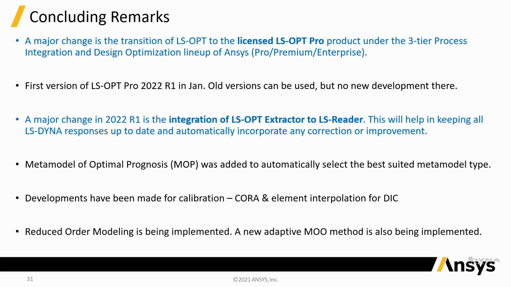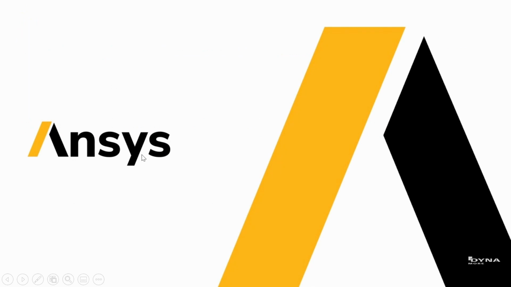Okay, thank you. It was a very interesting talk and a lot of comprehensive information, I would say. So no one posted any question in the chat, but I have a quick one. Can you just explain the tier model of Ansys a little bit? What's Pro, Premium, and Enterprise? Can you comment on this a little bit? So why is LS-OPT, for instance, part of the Pro tier?